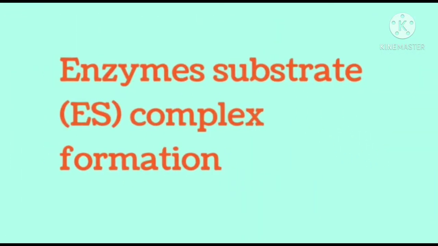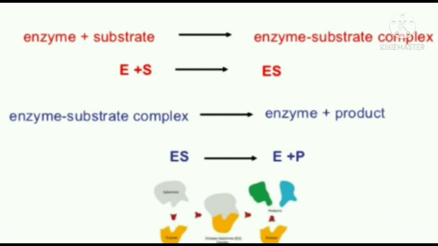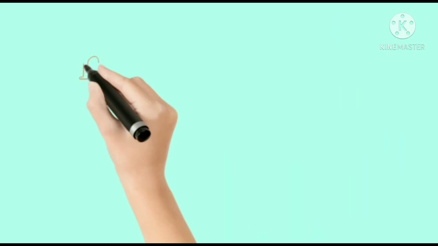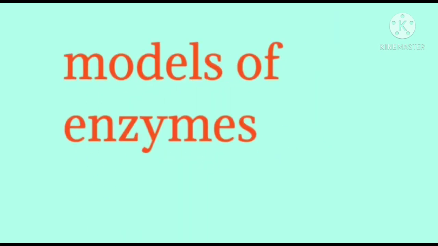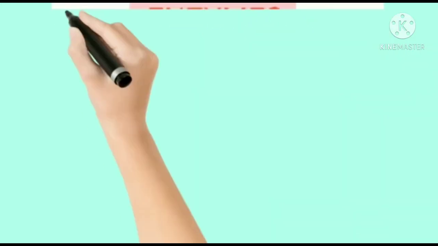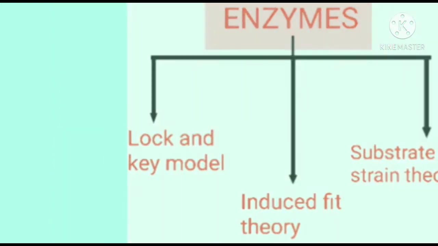Enzyme substrate ES complex formation. When the substrate combines with the enzyme at the active site to form the enzyme substrate complex, this ultimately results in product formation. Models of enzymes. Enzymes basically have three models: lock and key model, induced fit theory, and substrate strain theory.